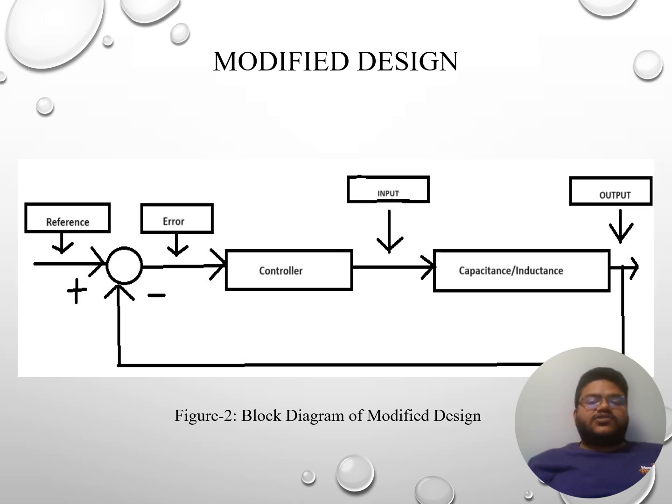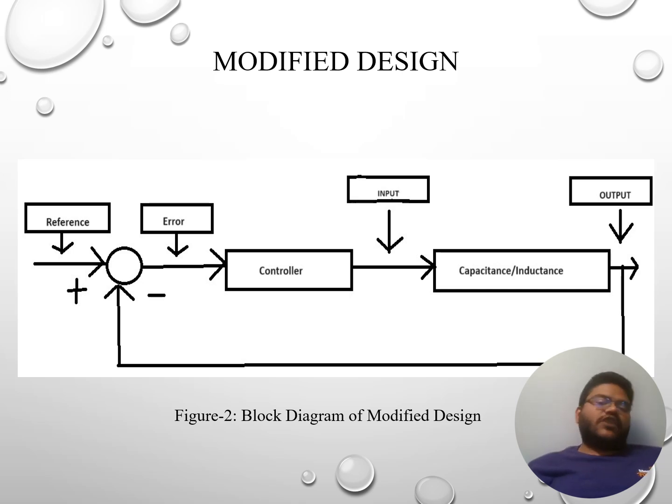So this controller will set the value that way, and there's a feedback loop that's continuously giving feedback, and the reference value will be there, and the error will be corrected. So the input and output will definitely get a proper value that will perfectly give a proper output voltage. This is the modified block diagram.